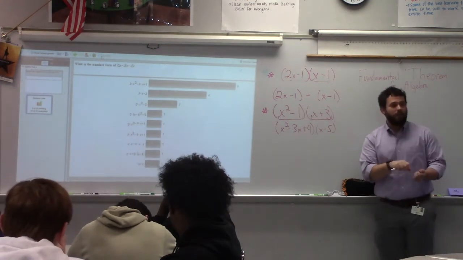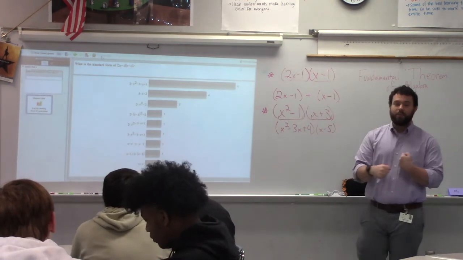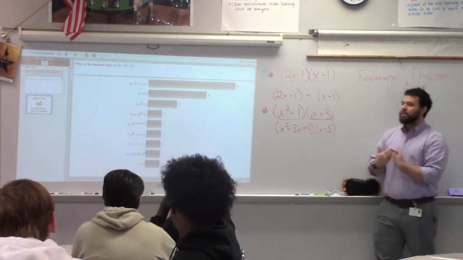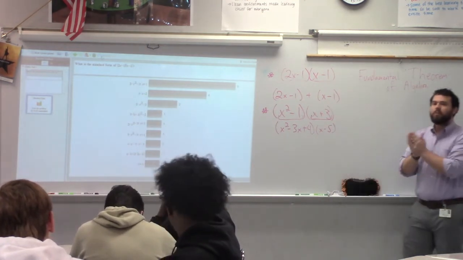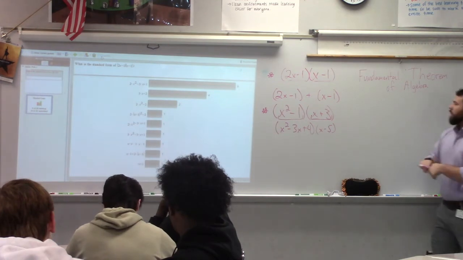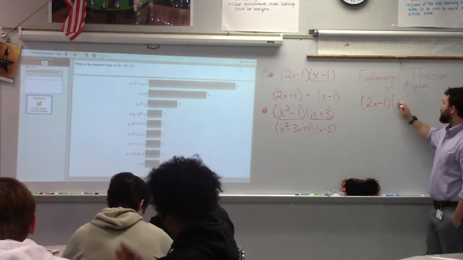Again, this is something, by the way, if you missed Friday, we went over the last understanding check and we spent a lot of time on a bell ringer about this. We talked about the idea that you have to pay attention to the number of roots. The number of roots is what tells us everything here. And so that is very, very, very important, the idea of the fundamental theorem of algebra. All right, all that to say, 2x minus 1 times x minus 1.